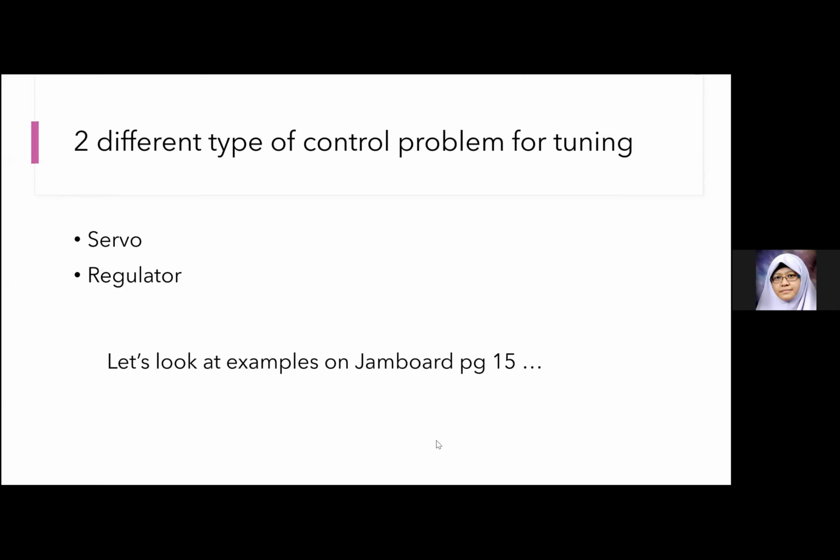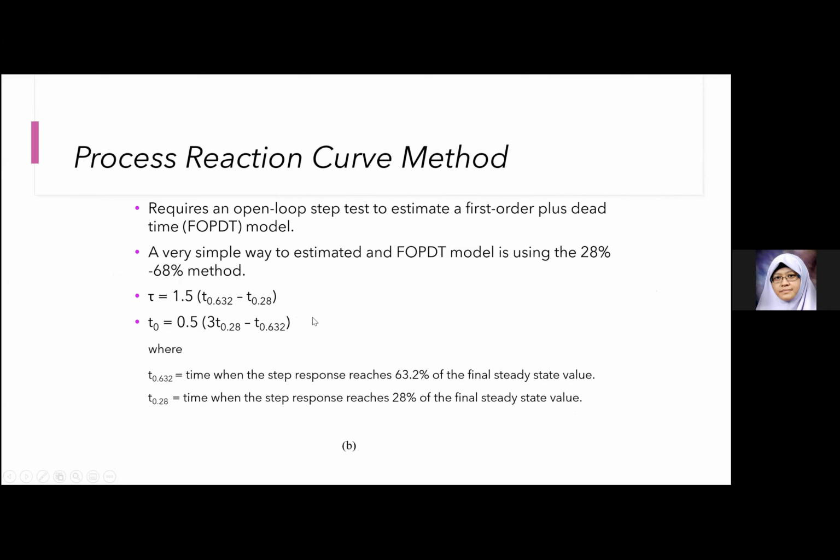So you've seen this. Now, when you do an offline or online method, usually the offline method you can also call the process reaction curve method. So you get the process response. This is the reaction curve. You get the process response and you estimate a first order plus dead time model. You can estimate the FOPDT model using different ways, but the 28%, 63% method is very common. You can get tau and the dead time just from 2 points.